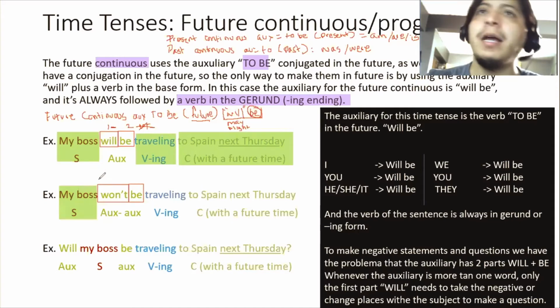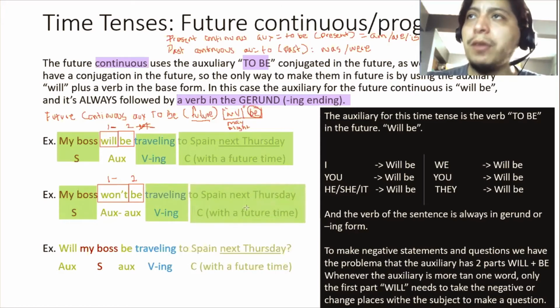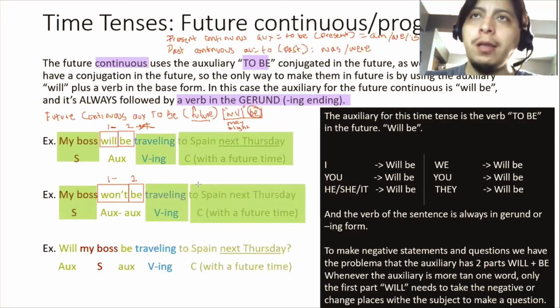So I have my boss, the first part takes the negative, the second part remains normal. This is my auxiliary in negative, won't be, will be, and won't be. Then what do I need? I need a verb in gerund, traveling, and then a complement, to Spain next Thursday. So my boss will not be in the middle of this action next Thursday. This day, the next Thursday, that day in the future, my boss won't be in the middle of this action.